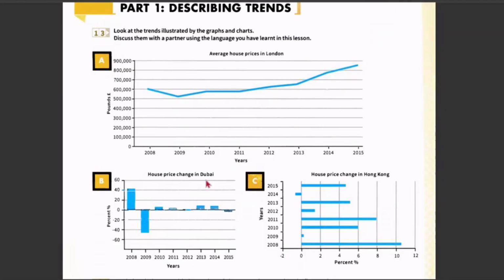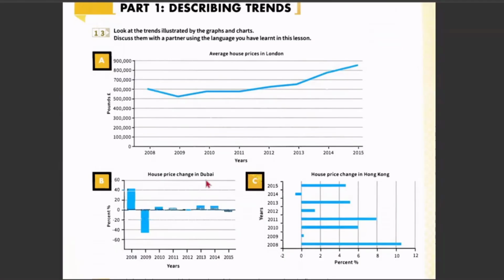Again, from 2009 to 2010, there has been a slight increase in the price. Again, between 2010 and 2011, the prices of the house have been unchanged. Again, from 2011 to 2013, there has been a steady increase in house prices.